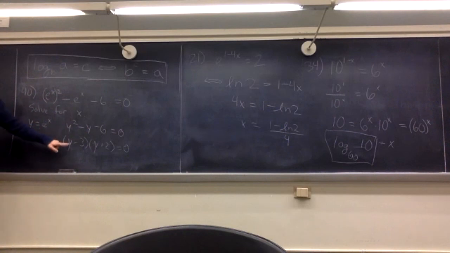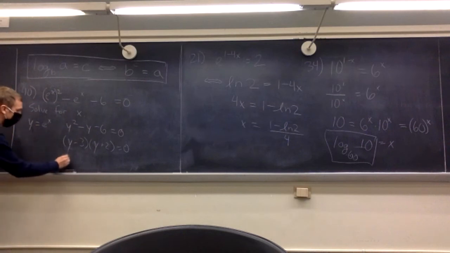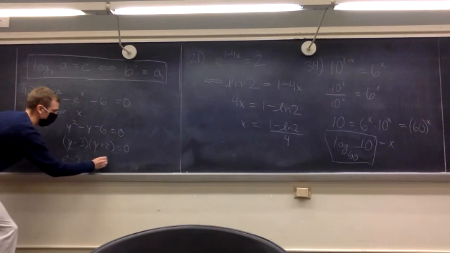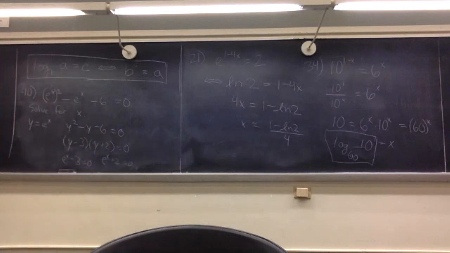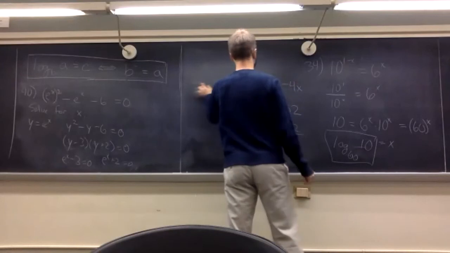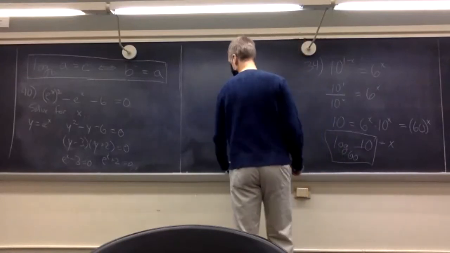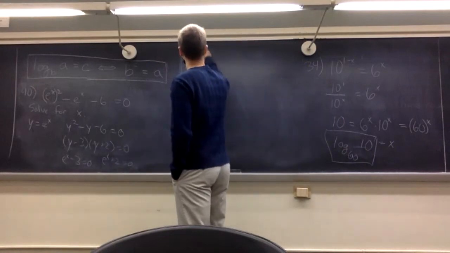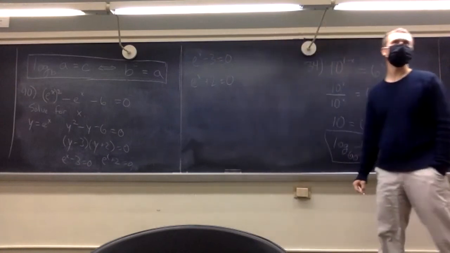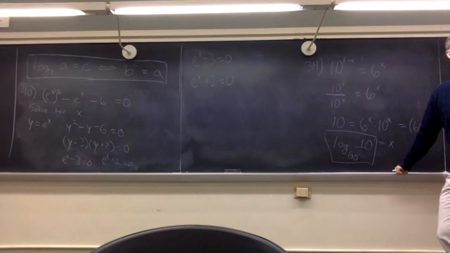Okay, but we've just factored this, but y is just this exponential. So now what do we know? We know either y minus 3 is 0, aka e to the x minus 3 is 0, or y plus 2 is 0, or e to the x plus 2 is 0. One of these is impossible. Which one is impossible? E to the x minus 3, or e to the x plus 2? Second one, of course.